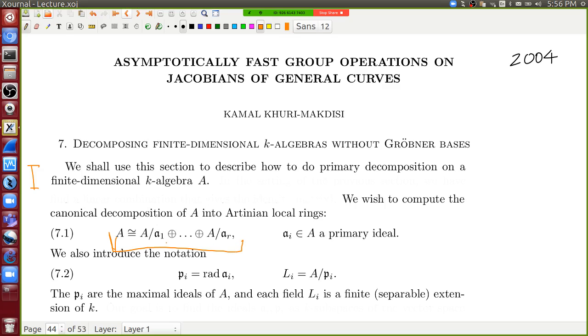We want to figure out how to decompose it into a direct product of these local rings, and then each one of them is going to have an associated prime ideal. Those are going to be the prime ideals in the integral closure, which is going to give us the places. Section 7 in this paper is like 3 pages long. I haven't read it, I've skimmed it. I really don't know it because I don't need to. It's just a subroutine in Sage now.